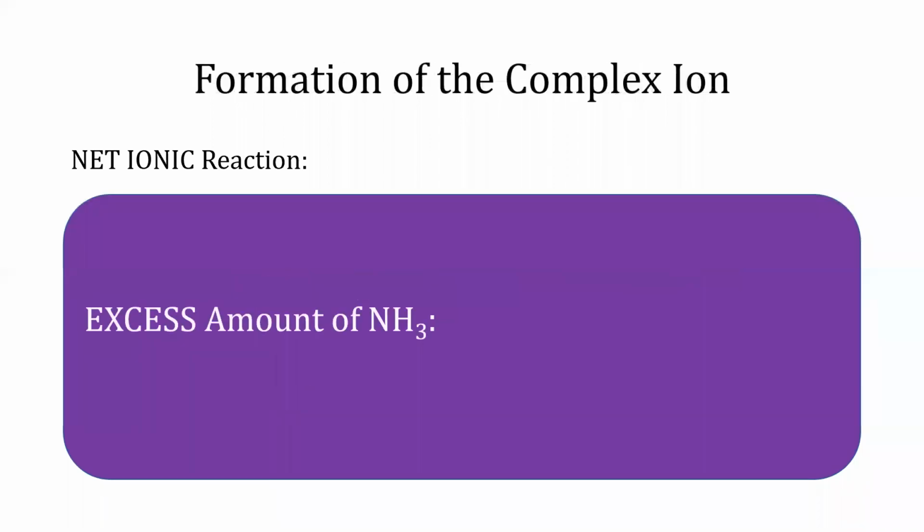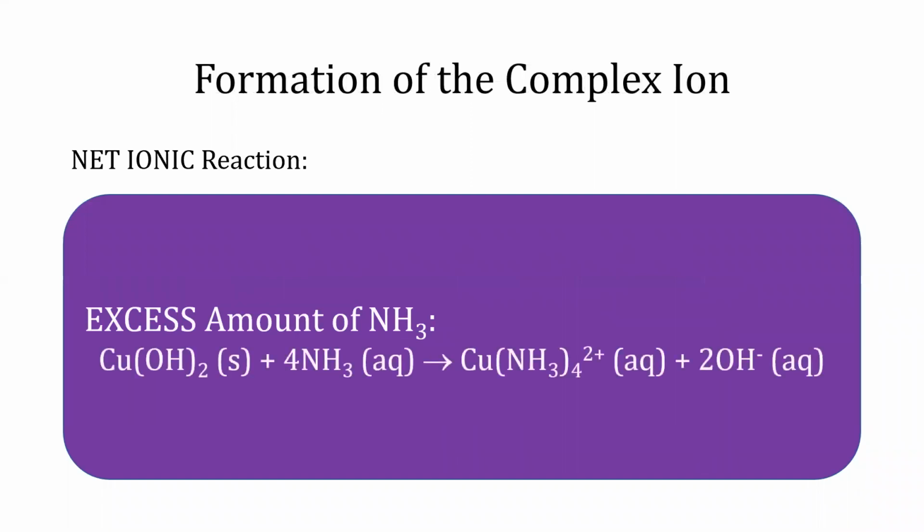However, if you add excess ammonia, tetraamine copper 2 ion, or Cu(NH3)4 2+ ions, is produced, along with 2 hydroxide ions.